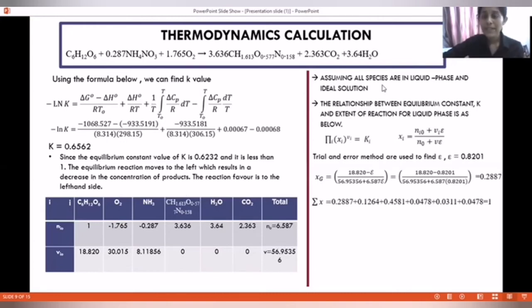Next, we need to find the concentration of all the species by assuming that they are in liquid phase and in ether solution. We need to use this formula to calculate the composition of each species. Trial and error method is used to find the epsilon, which equals 0.8201, and substitute inside this formula. After that, we can find the composition for each species, and the total of its composition will be equal to 1.